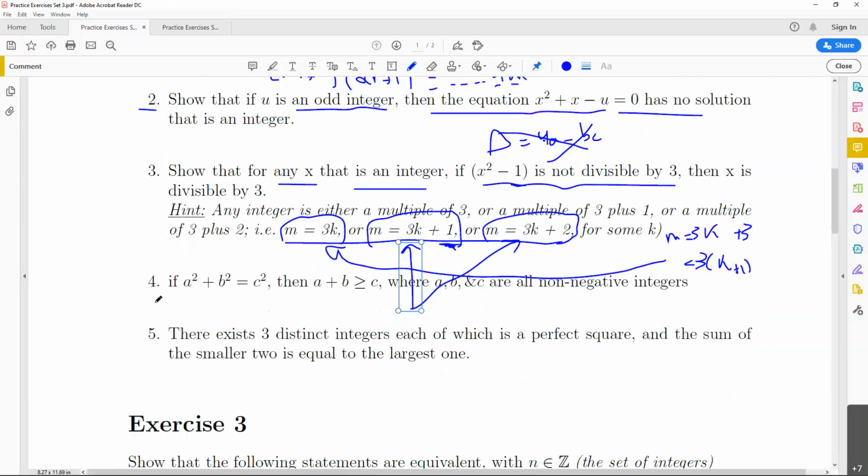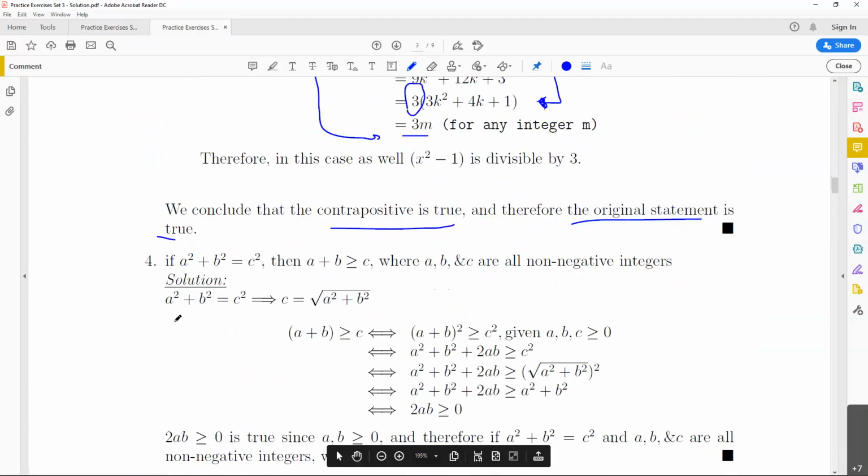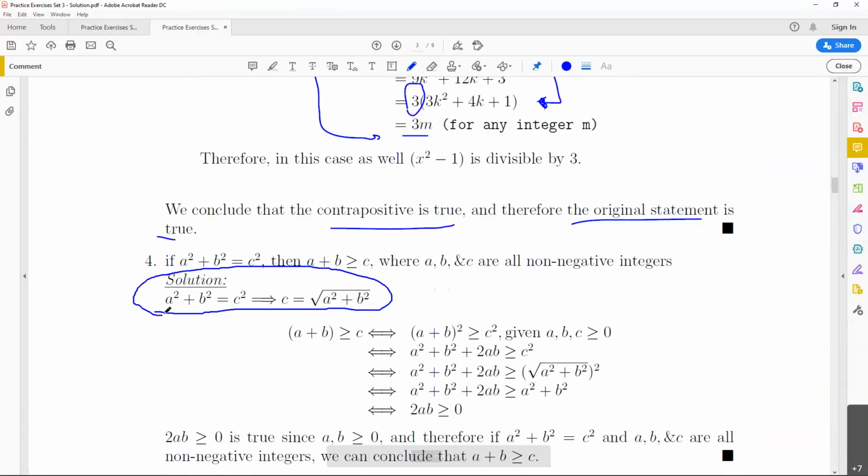Part 4. If a squared plus b squared is c squared, then a plus b is greater than or equal to c. A, b, and c are all non-negative integers. How can we do this? Step one, or method one, is working backwards. This is going to be a surprise tool that we'll use in a bit.